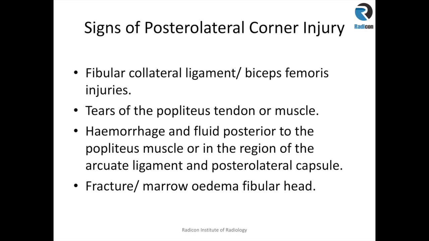What are the signs of posterolateral corner injuries? You get injury to the biceps femoris or FCL, and you may see tears of the popliteus tendon or muscle, and there may be hemorrhage and fluid posterior to the popliteus muscle or in the region of the arcuate ligament and posterolateral capsule. You may also get fracture or marrow edema within the fibular head as a result of the injury.